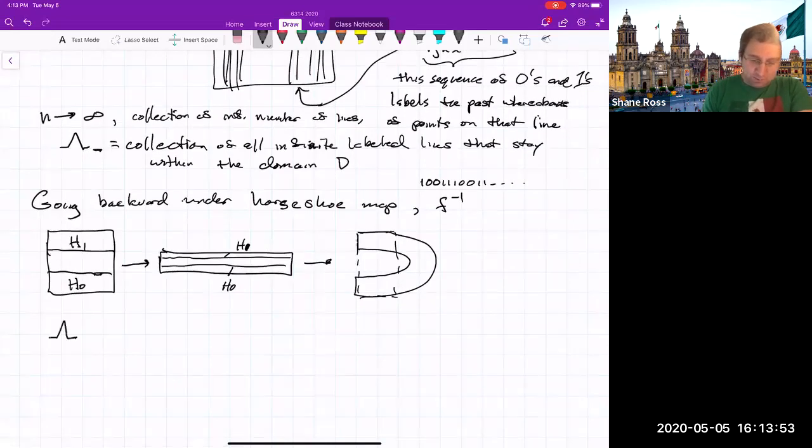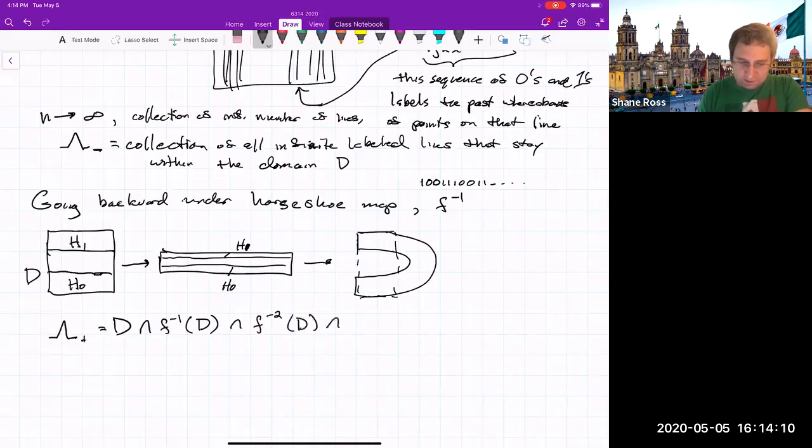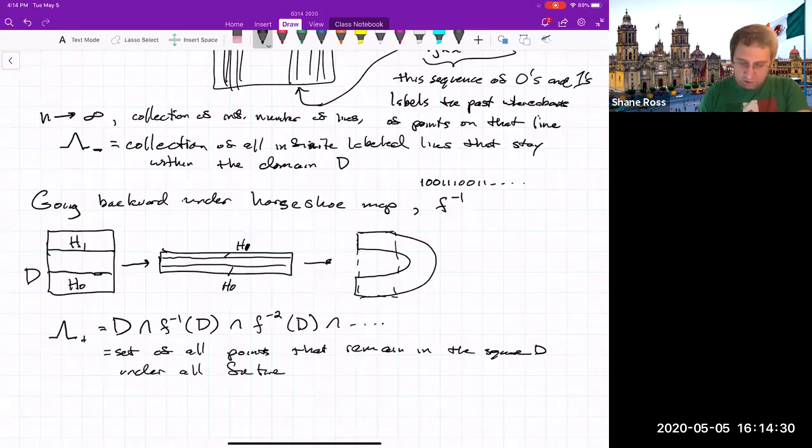So what are we doing? We're going to construct something we're going to call lambda plus. This is just the domain D intersected with everything that remains after doing an inverse, intersected with everything that remains after doing two inverses, etc. So this is the set of all points that remain in the square D under all future iterates of F. So future is where we get that plus. That's why we label it plus.